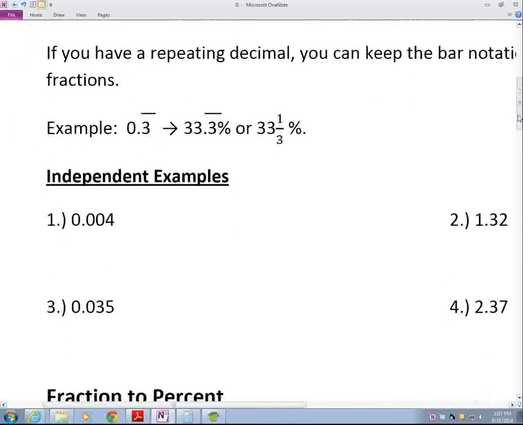When you're dealing with repeating decimals, what you would do is keep the bar notation or put it in a fraction. For example, this guy becomes 33.3% or 33.3 bar percent or 33 and a third, because that's exactly what 0.3 repeating is, and we learned that and figured it out yesterday. Okay?